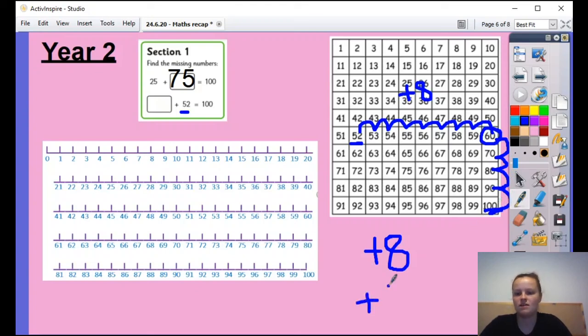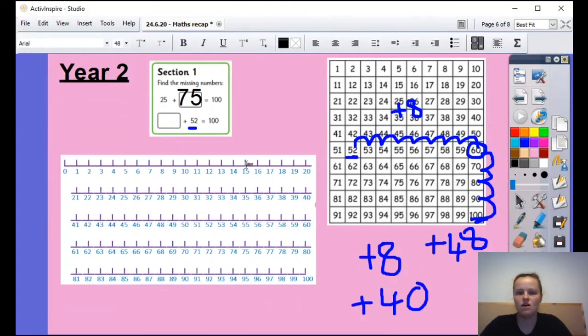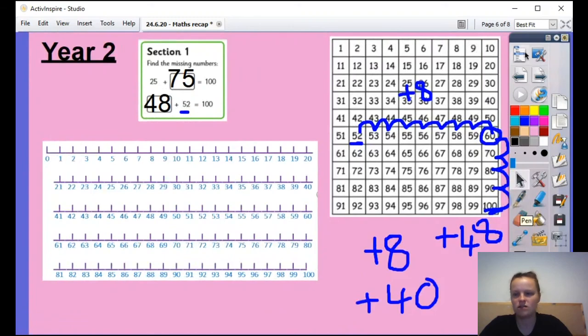So I've added 40. Okay, so what do I need to do now? I need to add these two together, don't I? So what's 40 add 8? So we add 48. So our answer is 48. So 48 add 52 equals 100. Fantastic, well done. That was quite tricky there.